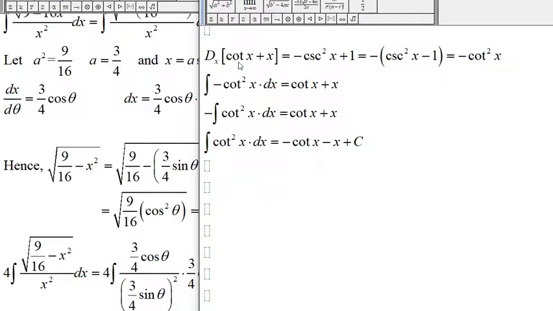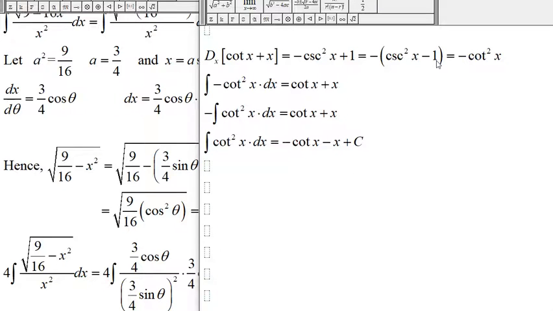The derivative of cotangent of x plus x. Derivative of cotangent of x is negative cosecant squared. Derivative of x is 1. We can rewrite this as negative cosecant squared minus 1. So we can check here, if we multiply this back out, we get negative cosecant squared plus 1.